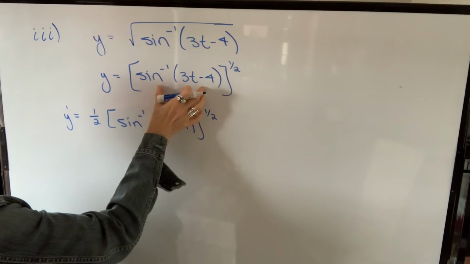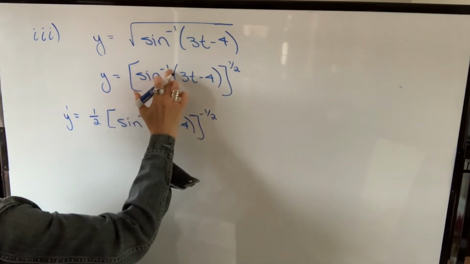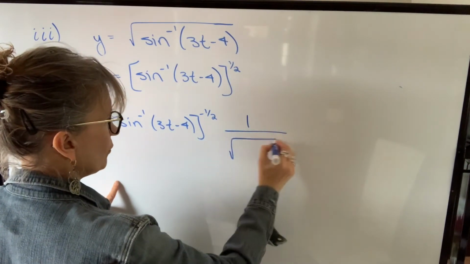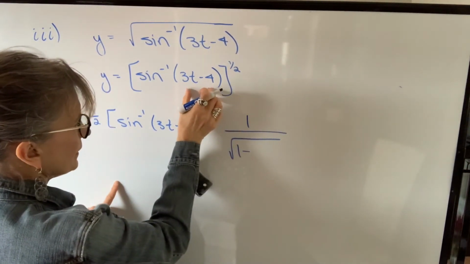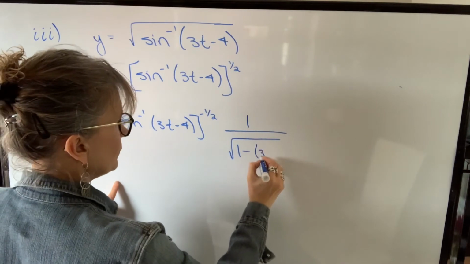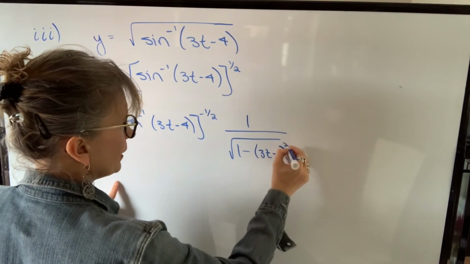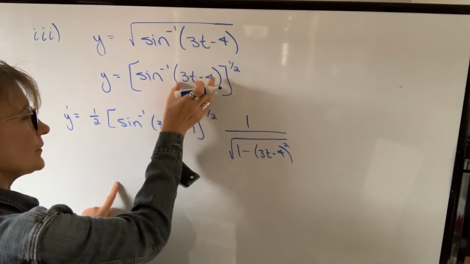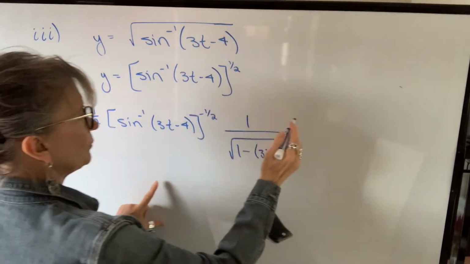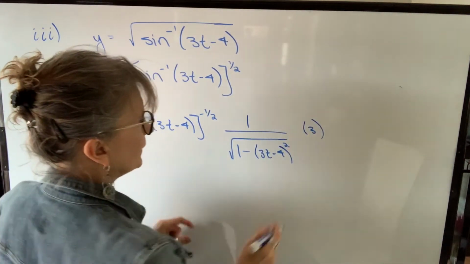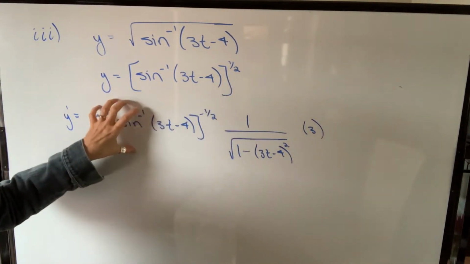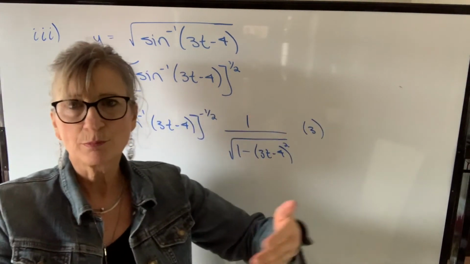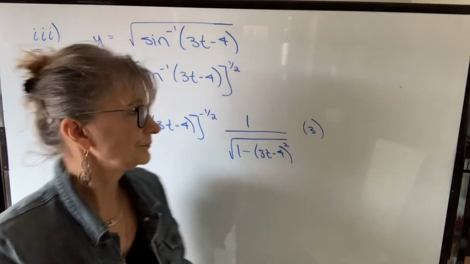Now we look inside and take the derivative of this. Next, it's an inverse sine function. The derivative of that is 1 over square root of 1 minus whatever this u is. So 3t minus 4 squared. And then we look inside this function here, this polynomial, and multiply by the derivative of 3t minus 4, which is 3. So we have a power function, then an inverse sine, then a polynomial. So your derivative, you just keep multiplying by the derivatives as you go inside.